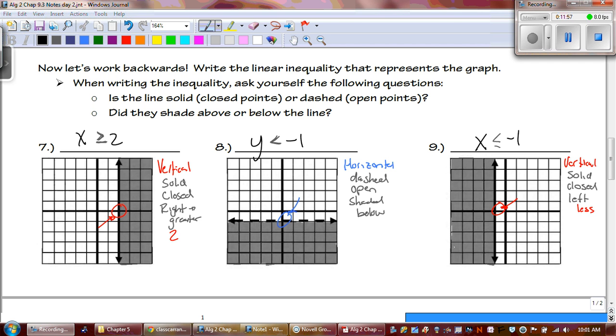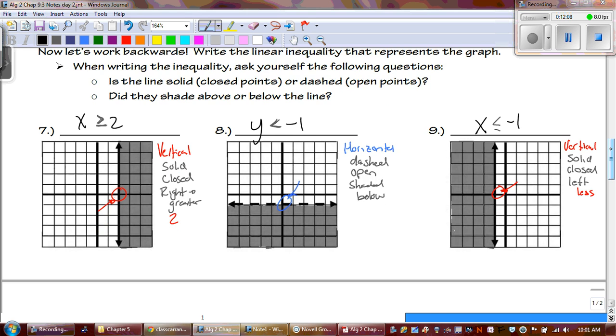Okay, so we get x is less than or equal to -1 because it's a vertical line. It had solid and closed points and they shaded to the left, and left means less. All right, let's flip it over.